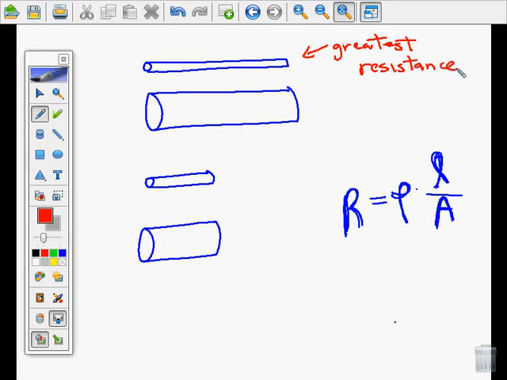On the other hand, which one would have the least amount of resistance? Simrit, would you want the wire to be long or short for the least amount of resistance? Short. You want the L to be small so that the R is small. But what about the cross-sectional area? You want that to be big. So which one is short but yet big cross-sectional area? The last one. This one here, this wire would have the least resistance.